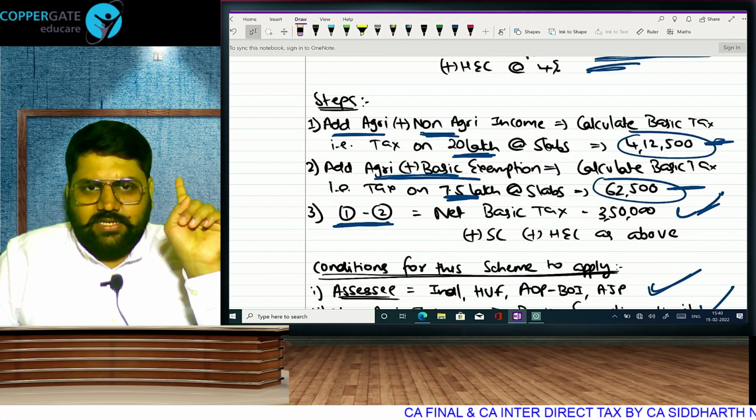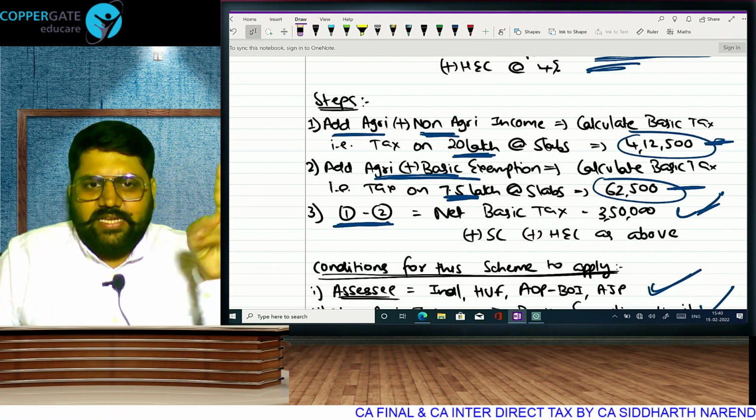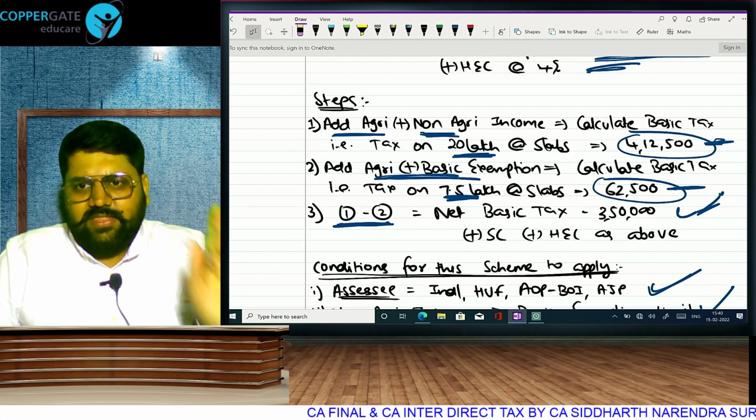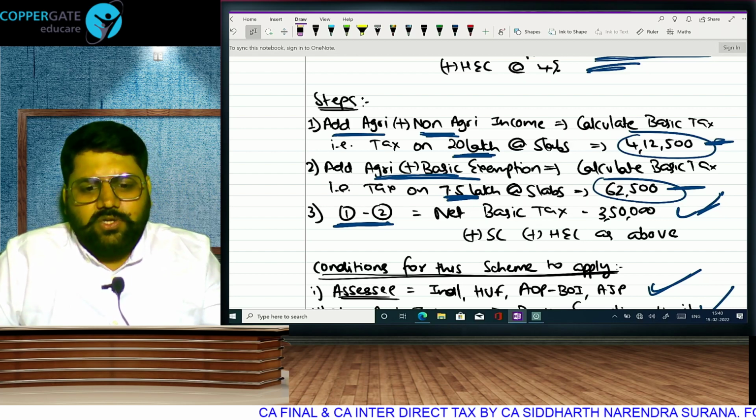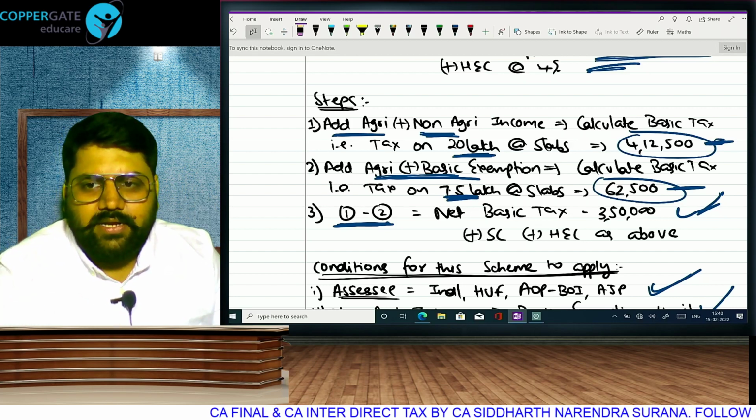Agriculture and non-agriculture, calculate tax. Agriculture and basic exemption, calculate tax. The difference between them is your answer, and that is your scheme of partial integration.